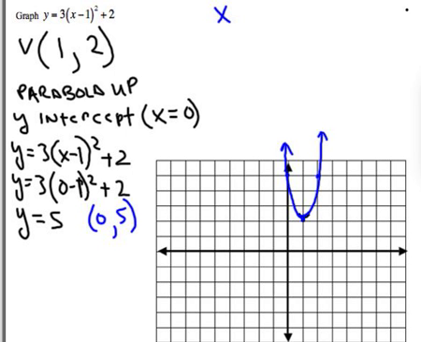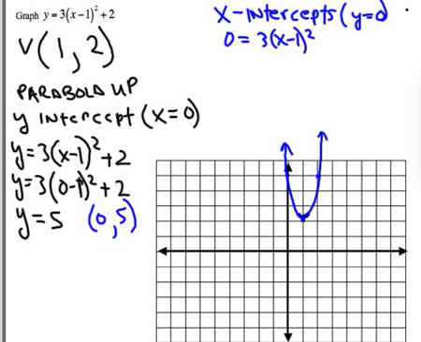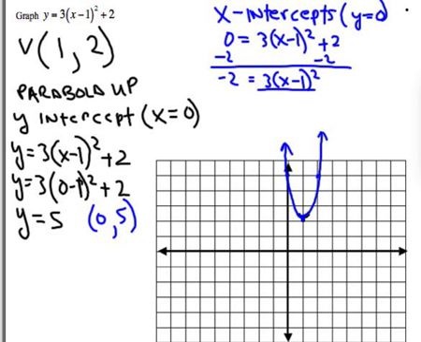So to find the x-intercepts, we set y equal to 0 and solve. So if we set y equal to 0, we have 0 equals 3 quantity x minus 1 squared plus 2. Now the goal of this is to get x by itself. So first let's subtract 2 from both sides. Remember, whatever you do to one side, you have to do to the other. Next step is let's get rid of the 3. It's 3 times x minus 1 squared right now, so divide by 3. So you get x minus 1 squared equals negative 2/3.